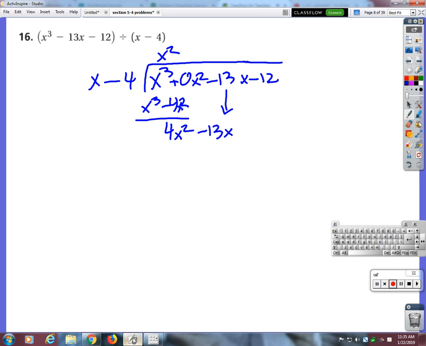Sophie, what do I do next? Right, so 4x squared divided by x is 4x, so that goes on top, okay? Now what? So 4x times x is 4x squared, right? And then 4x times negative 4 is? No, ma'am. 4x times negative 4.